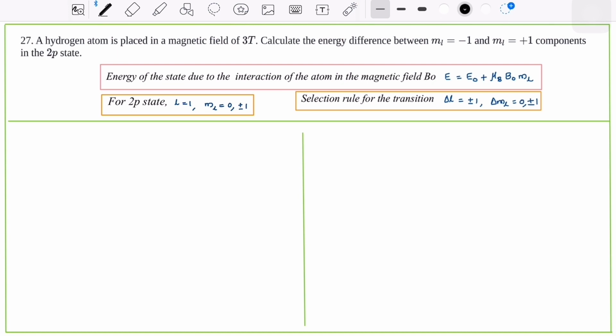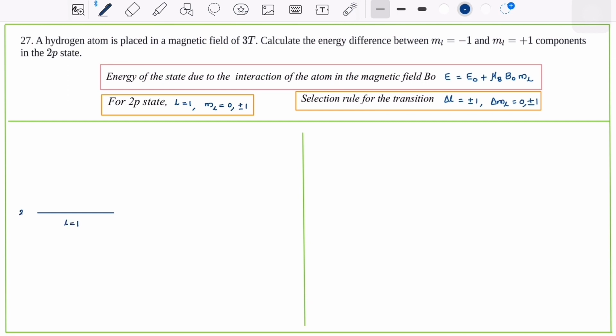If the field strength is low, hydrogen atom will show anomalous Zeeman pattern. But if we increase the field strength, then the anomalous Zeeman pattern approximates to the normal Zeeman triplet. Therefore, in this problem, we have to use the equation for normal Zeeman effect.